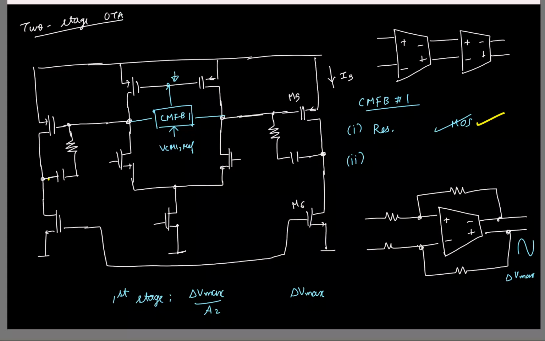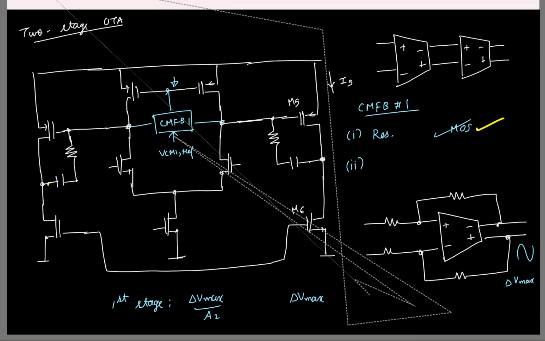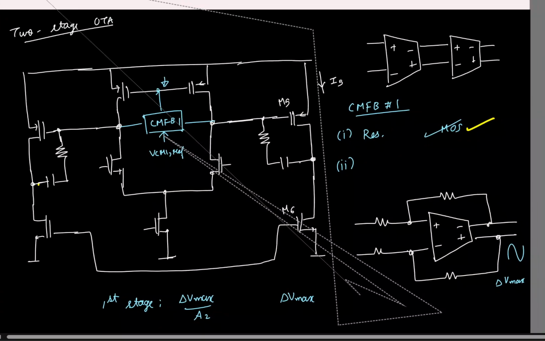Apply this base of gate of this of M6 and direct to CMFB. No, gate of M6 to CMFB. No, I'm not saying that. Let us see. Oops, what's happening here? Okay, probably have to close and open.